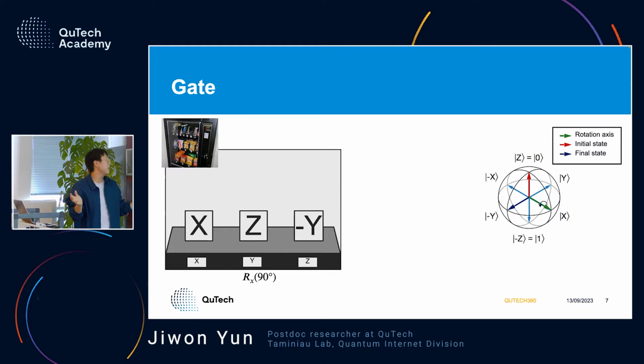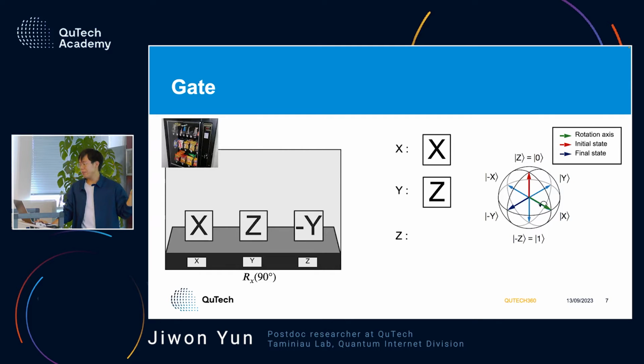So you can think of it as the display on the left here. If you press X, you'll get an X. If you press Y, you will get a Z. And if you press Z, you'll get a minus Y. So this is kind of the display of your quantum gate. Of course, in the quantum world, the input and output are not as discrete as vending machines.